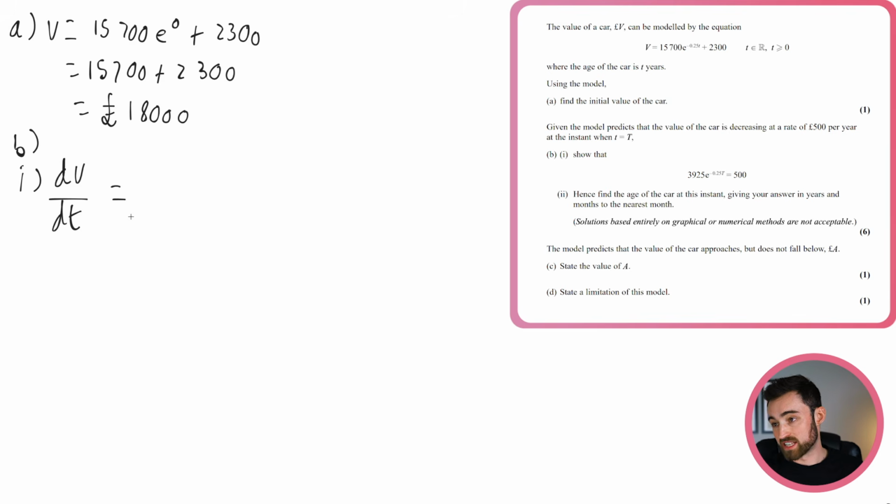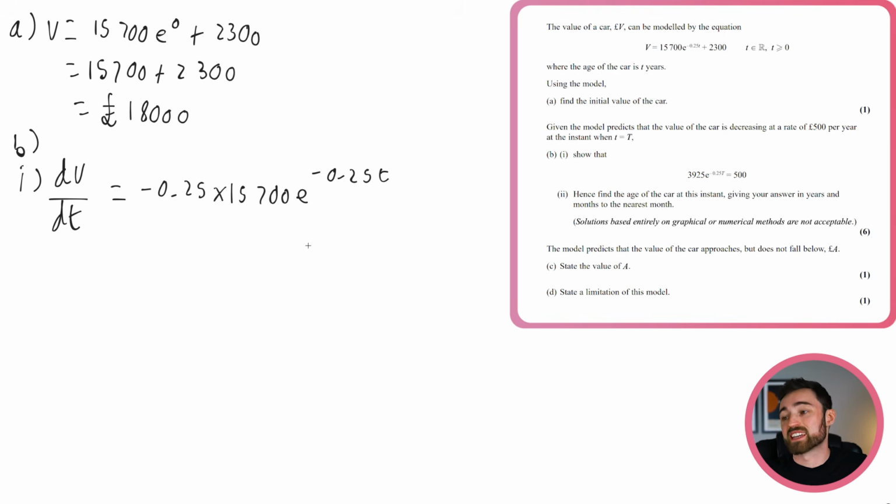So how am I going to do this? Well, the 2,300 just goes because it's just a constant term. Now, with e, what I need to do is bring down the thing in front of that t in that power. So I need to bring down the minus 0.25. So I'm going to have minus 0.25 times 15,700, and then the e doesn't change, so e to the minus 0.25t. Now, I am told that if t is equal to big T, this derivative is equal to 500.